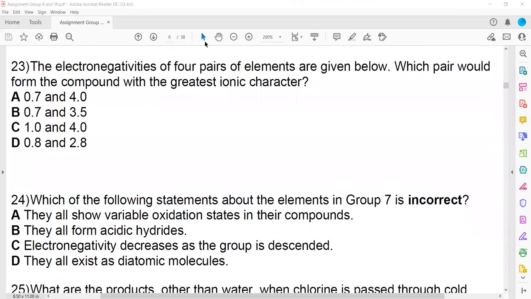Four pairs of elements are there. Which pair would give the greatest ionic character? Greatest ionic character means the one which will have the greatest difference in electronegativity. Greater difference in electronegativity leads to greater ionic character. So this will be 4 minus 0.7, so 3.3. This difference will be 2.8, this difference will be 3, and this difference will be 2. So when we check, the greatest one is for A. So the greater the difference in electronegativity, the greater the ionic character.